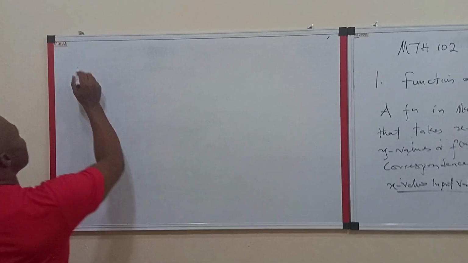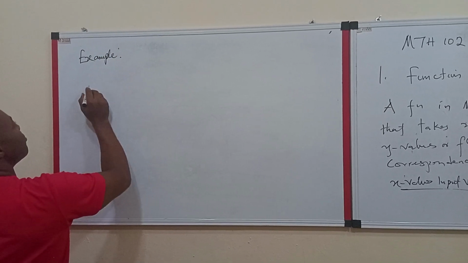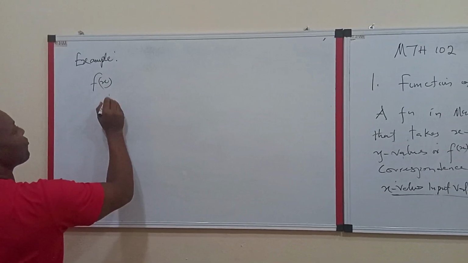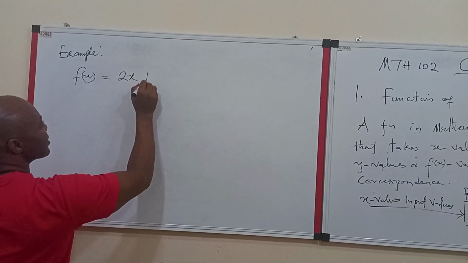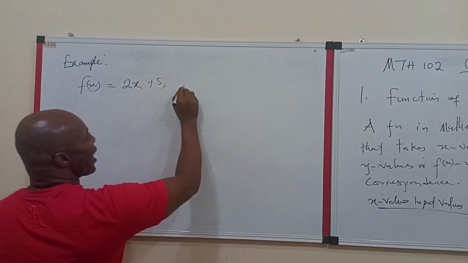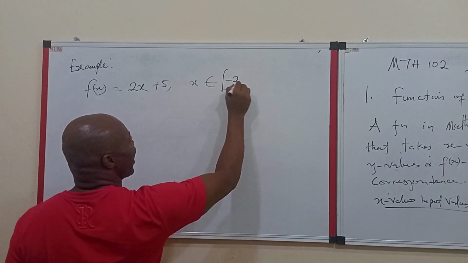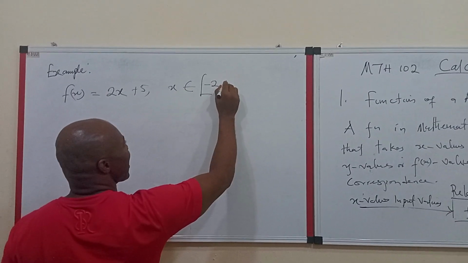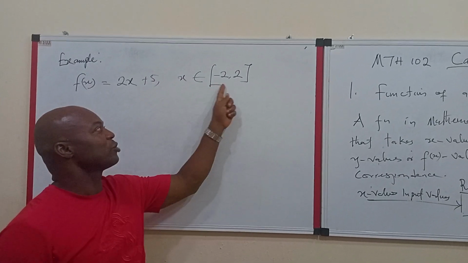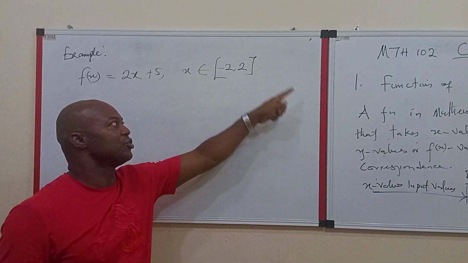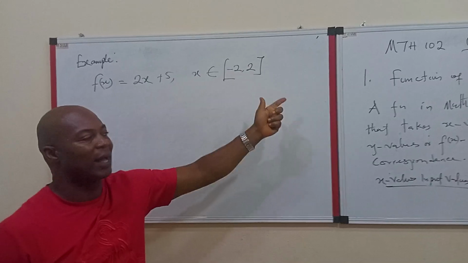Now, the relation, let us say for example, f of x equals 2x plus 5, where x takes a value, takes a number inside this place. x can take minus 2. This one is a number. Minus 2, minus 1, 0, 1, and 2. That is what is inside this place. x can take any number.